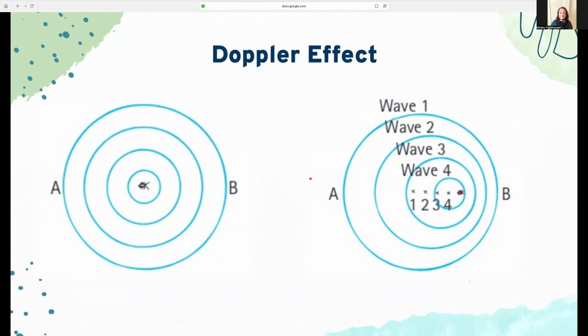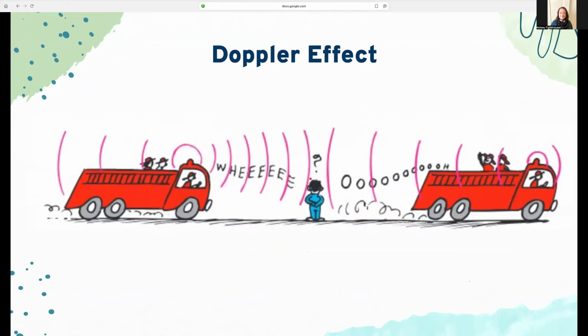When the source of the wave is moving, there's a shift in the frequency depending on where you are in relation to the source. So that's what happens when you hear a siren and it makes a different sound as it's coming towards you, passes you, and then when it's going away from you. And that is Doppler effect.